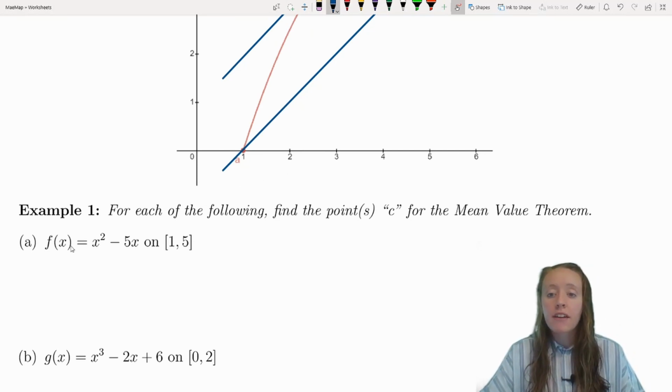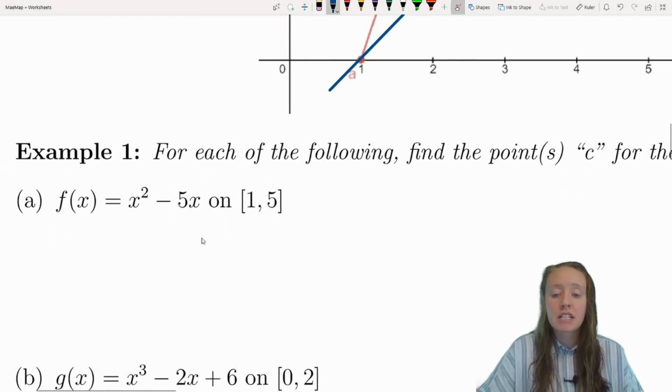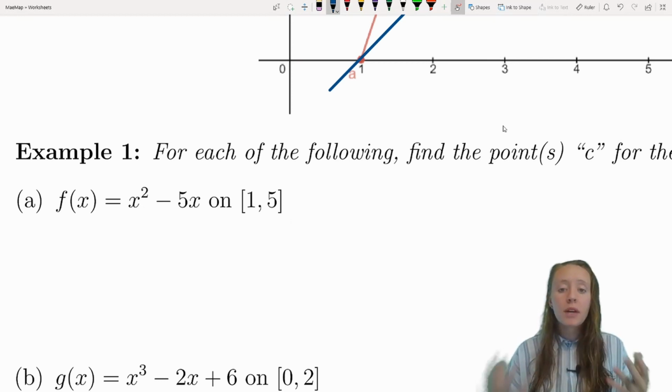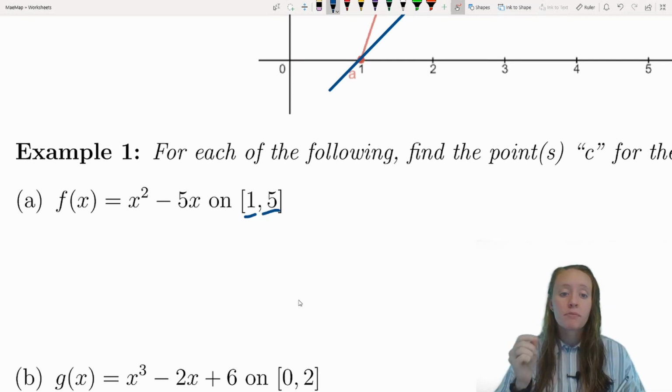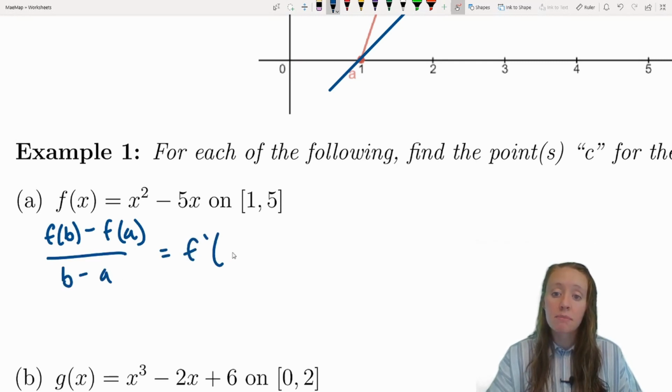So looking at part A, zooming on in, we know that we're differentiable for this polynomial x squared minus 5x everywhere along that. For any x value, we're differentiable. And we do indeed have some closed interval from 1 to 5. So because those conditions are met, then we can go ahead and use the mean value theorem to find some point C where that derivative is equal to the slope of the secant line formed by x equals 1 and x equals 5. So again, f of b minus f of a all over b minus a is going to equal the derivative at some point C.